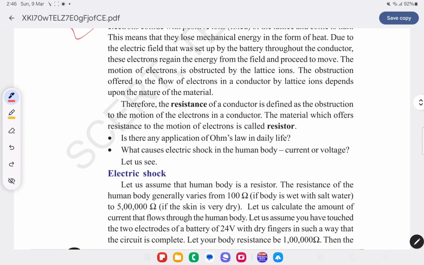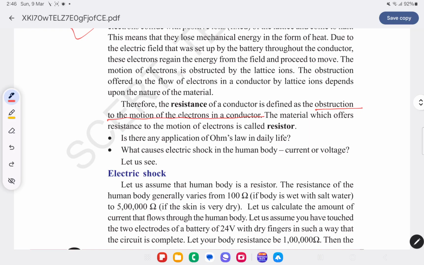Now, we are going to discuss resistance, continuation. Just now we have seen V is equal to IR. There, R is called resistance. Now, what is resistance? Resistance is the opposition to the flow of electrons, right?